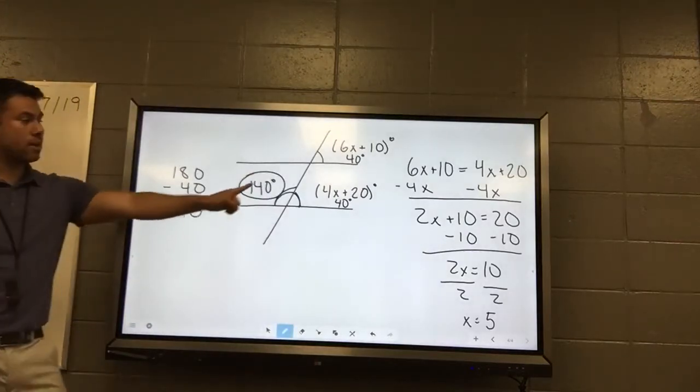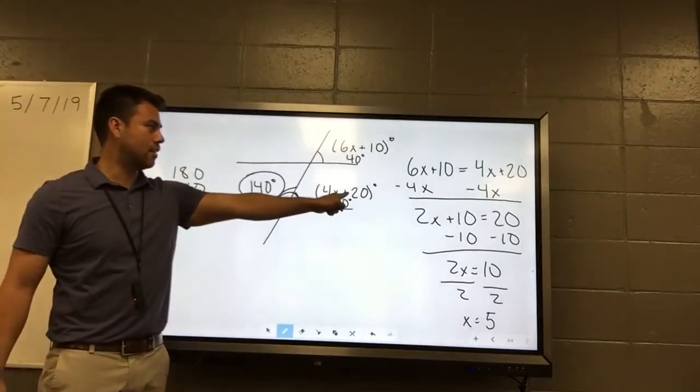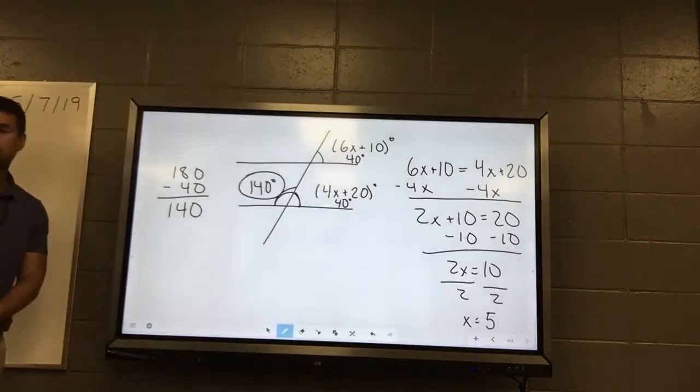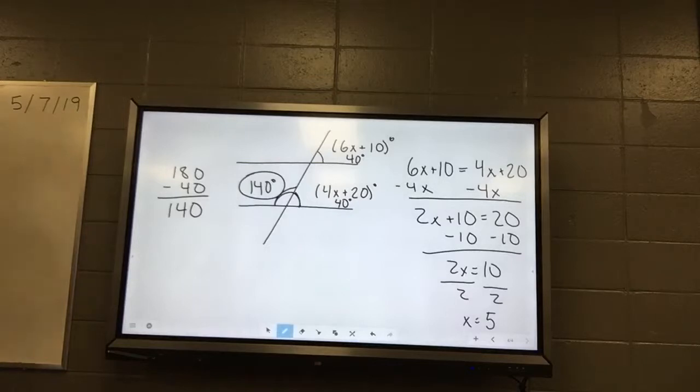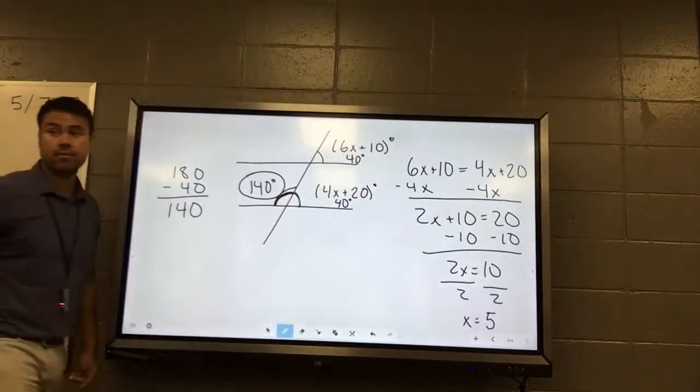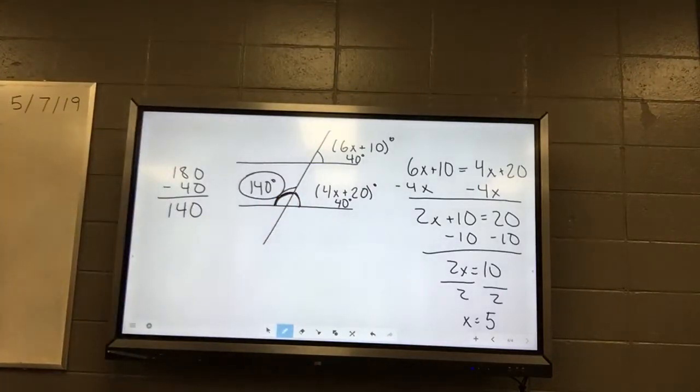So you see how they wanted you to figure out what x is. Then you plug in x. Then you find out what the angle is that they're asking for. And it says, find the measure of CHG. Do you guys see that this is CHG right here? That's what they wanted. So make sure you know what they're asking for so you know what to get.